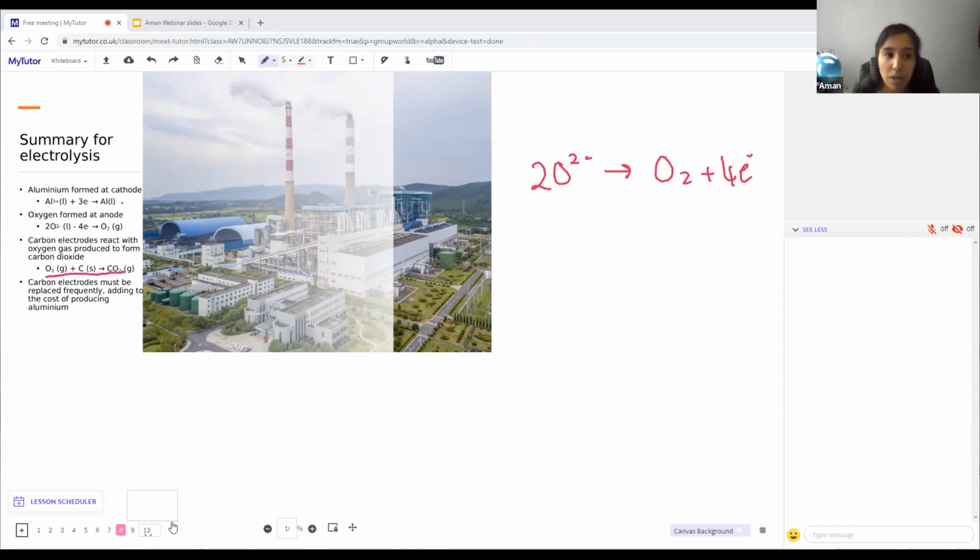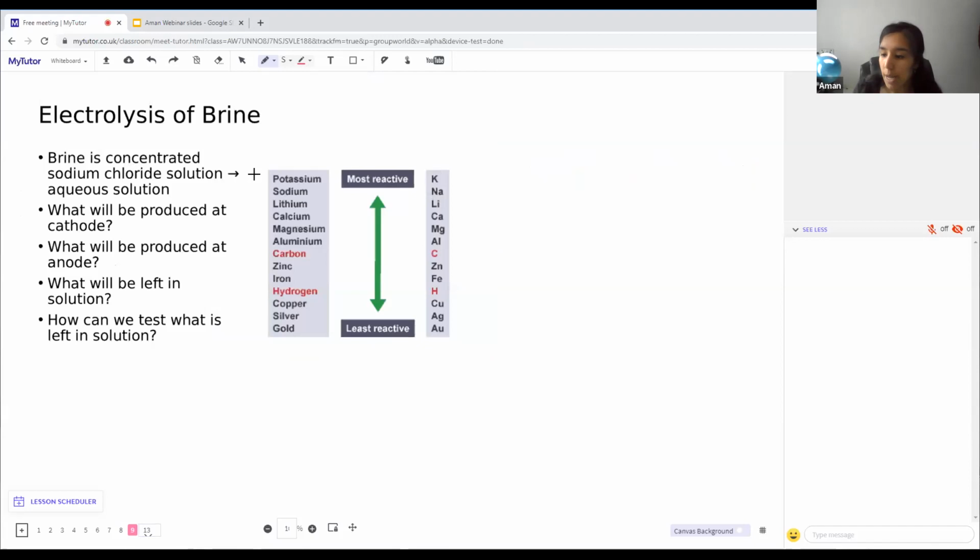The final thing we need to cover then is the electrolysis of brine. And I know this is a really kind of key topic in exam questions. They love asking about brine. So the first thing we need to know is what brine is. Brine is sodium chloride, and specifically it's a solution. So that means it's dissolved in some kind of solvent.